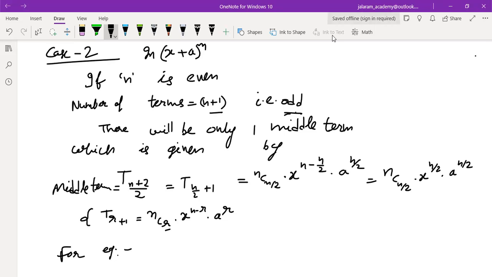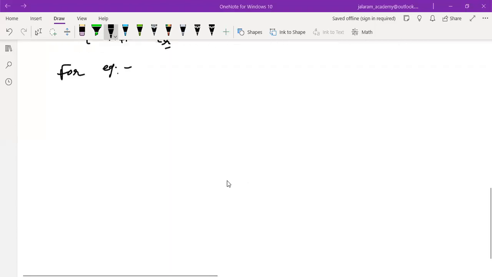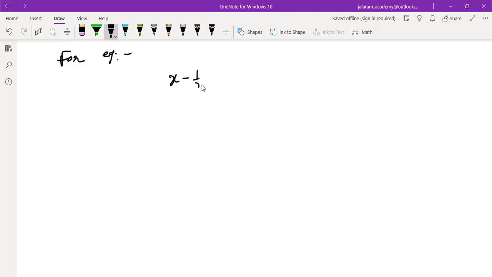So first write this theory in your notebook. For example, if we discuss the question (x minus 1 by x) whole to the power 10, how to find its middle term? For this, n equals 10, which is even. So the number of terms will be 10 plus 1, 11.